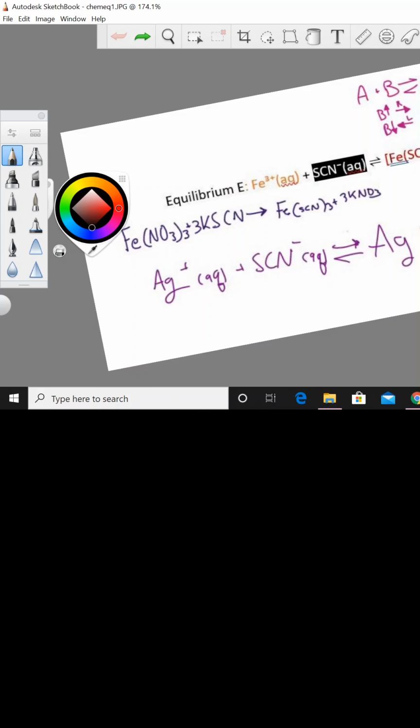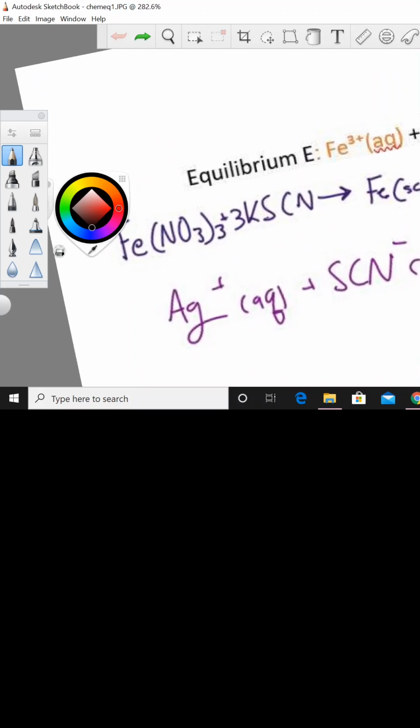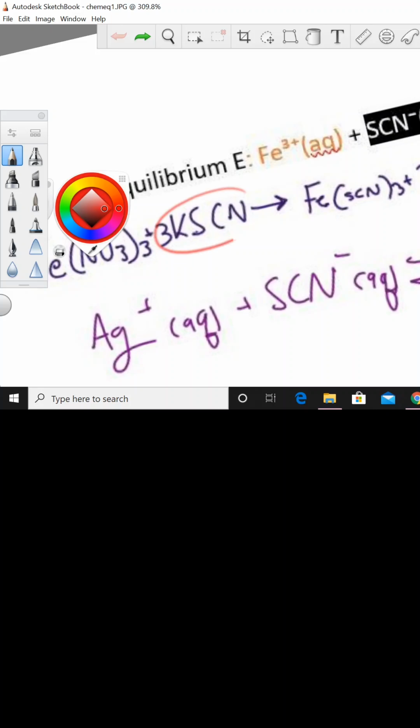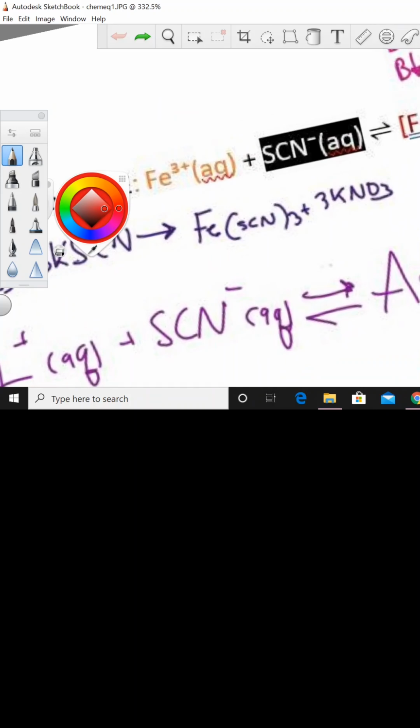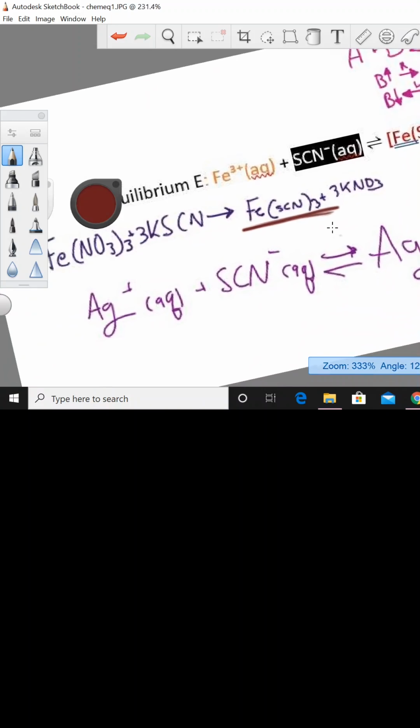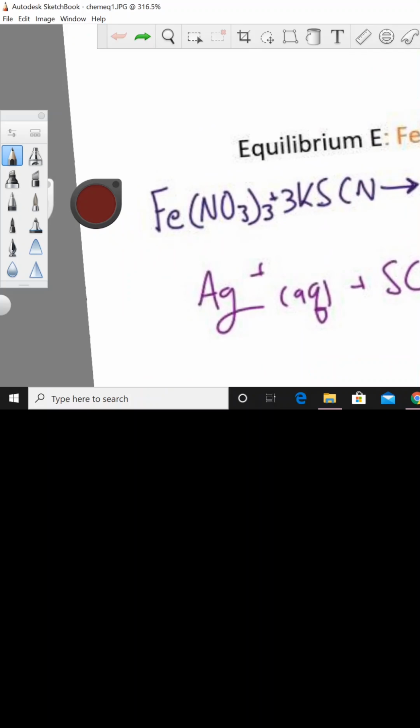So for this experiment, we started off with FeNO3, which was clear in the test tube. And we had our KSCN, which was also clear in the test tube. And then when we added these two together, they made that nice dark red color, that FeSCN 2+.